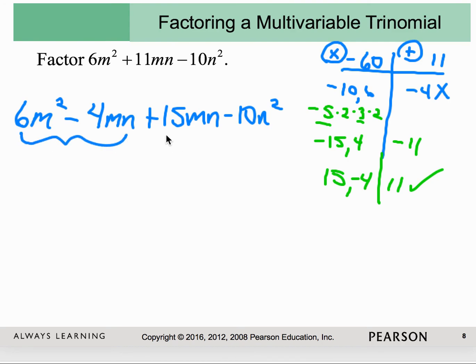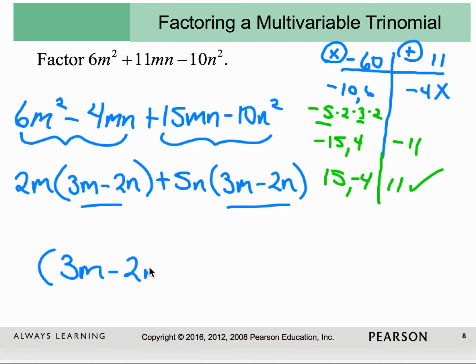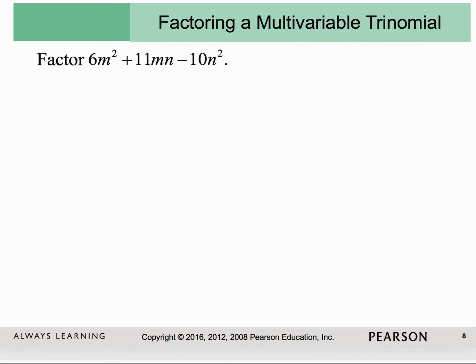And then factor by grouping. Okay, I can factor out a 2m here, and that leaves a 3m minus 2n. Plus sign, so no worries. I can factor out a 5n, and that leaves 3m minus 2n. So the 3m minus 2n can come out and leave 2m plus 5n, and voila, we got it.